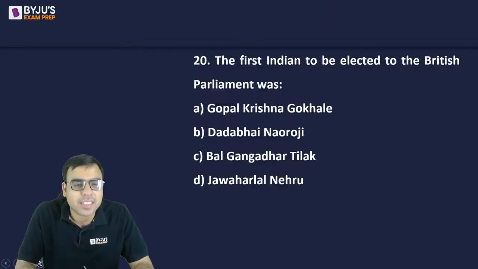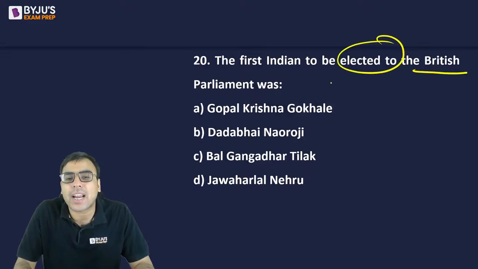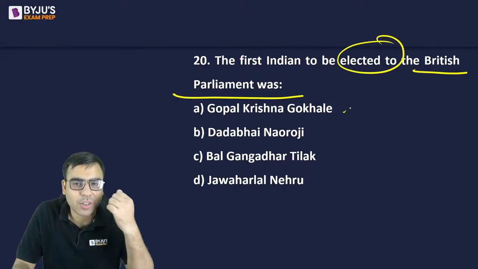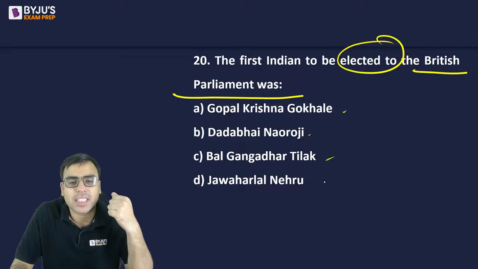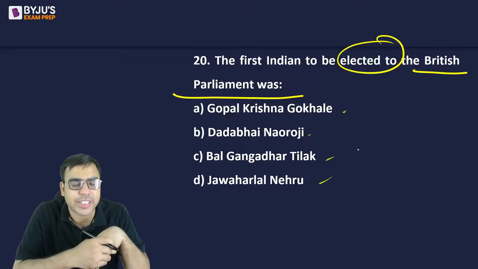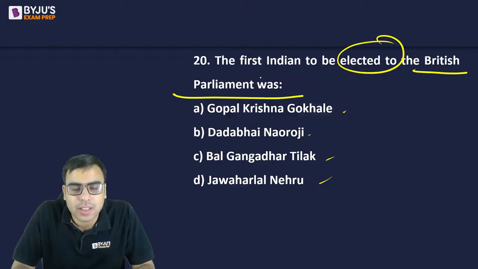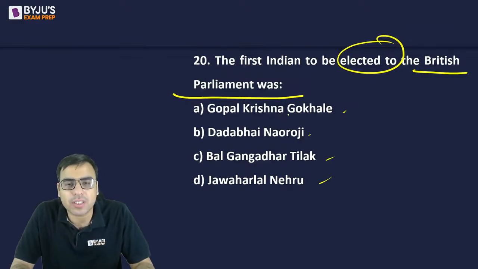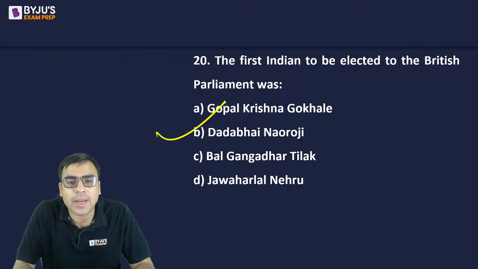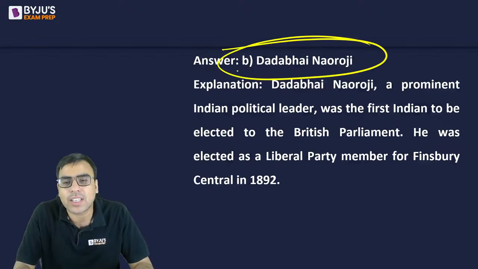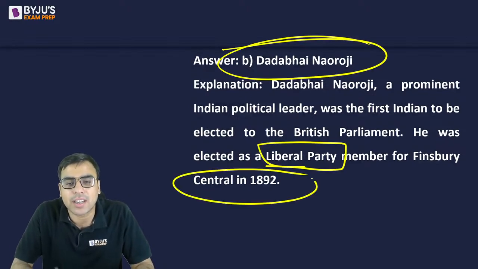Okay. The next is, the first Indian to get elected to the British Parliament was G.K. Gokhale, Dadabhai Naoroji, Bal Gangadhar Tilak, Jawaharlal Nehru. What is the right answer to this question? Please answer it. The first Indian to be elected to the British Parliament was Dadabhai Naoroji, and he was elected with the Liberal Party in 1892.